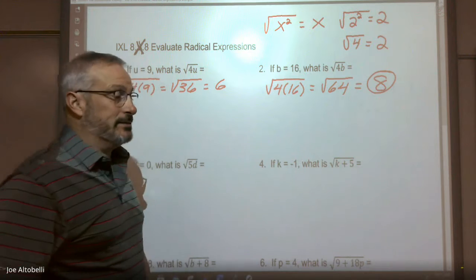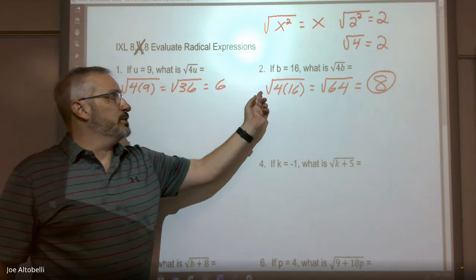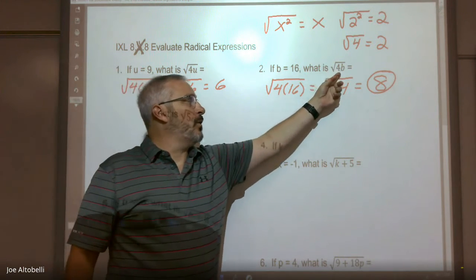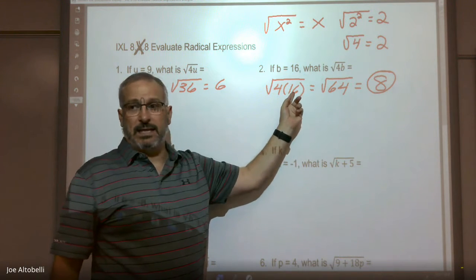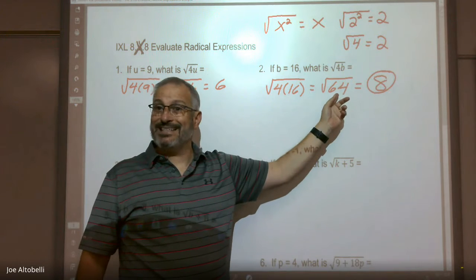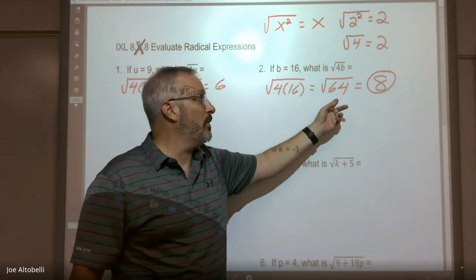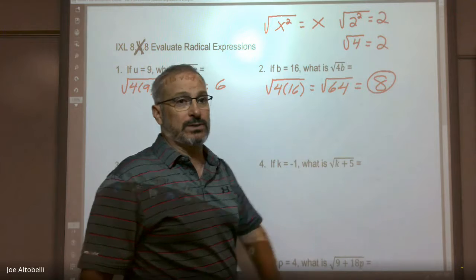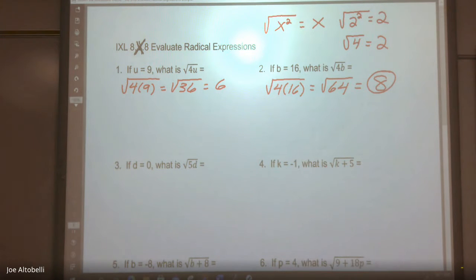Right, so we got 8. The square root of 4 times b, b is 16. 4 times 16 is 64. 8 times 8 is 64. So the square root of 64 is 8. Go ahead, number 3.